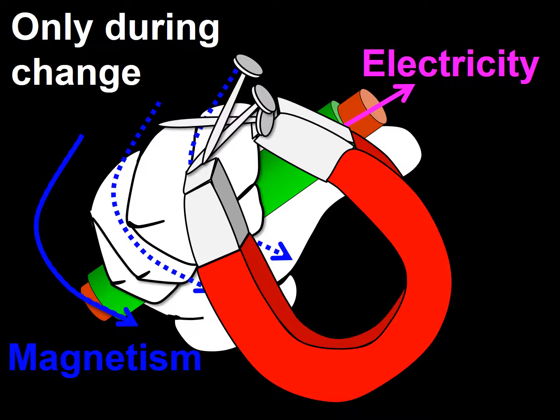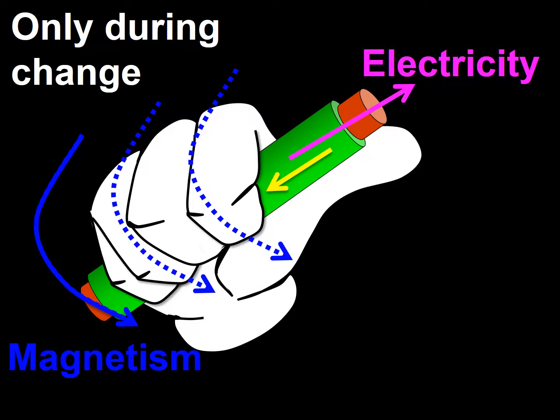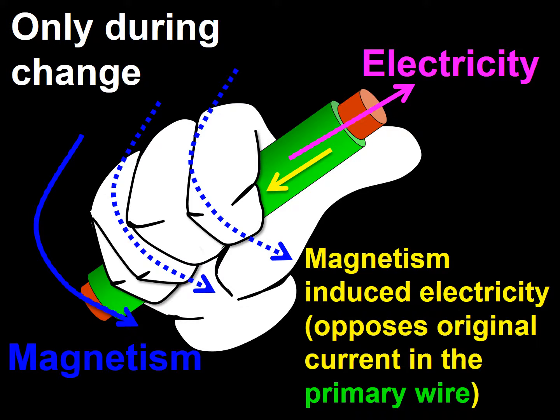This force will only occur when electricity is flowing and the voltage in the wire is changing. This magnetic force will create an electrical force that will oppose the electrical force originating it, as indicated by the yellow arrow. This electrical force is referred to as self-induction.